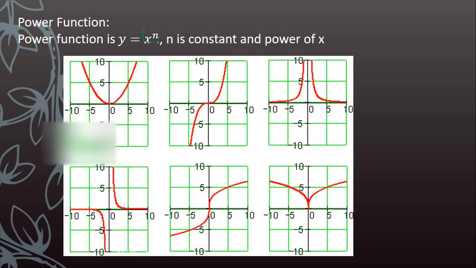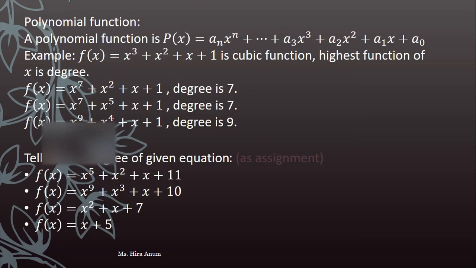Power function. When we write x to the power n, where n is any constant, it is called a power function. Polynomial function: a_n x^n plus ... plus a_3 x^3 plus a_2 x^2 plus a_1 x plus a_0. You can easily see this. This is a polynomial. The highest power is the degree. So 3 is the degree.